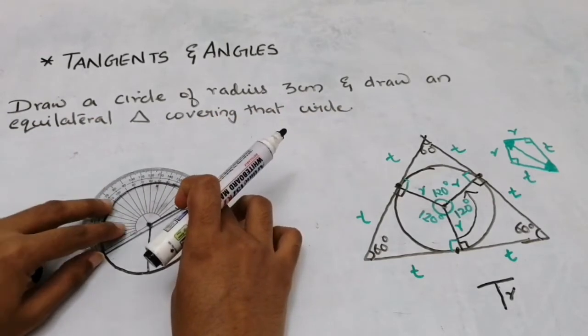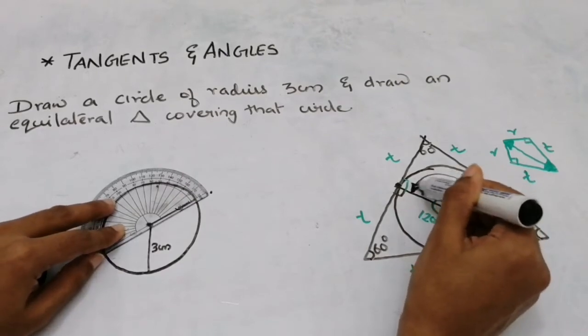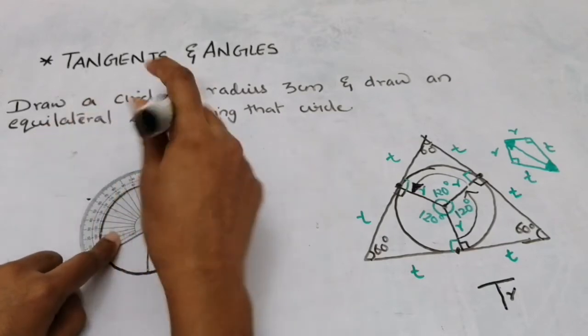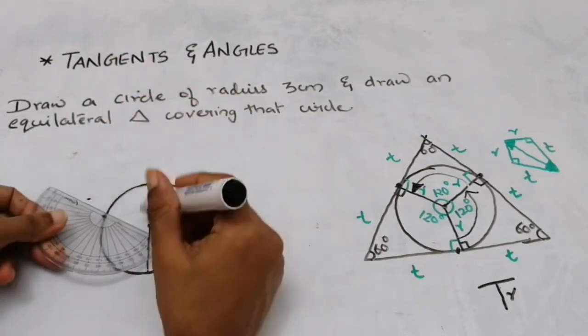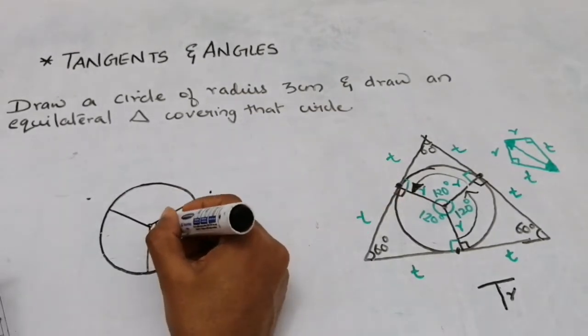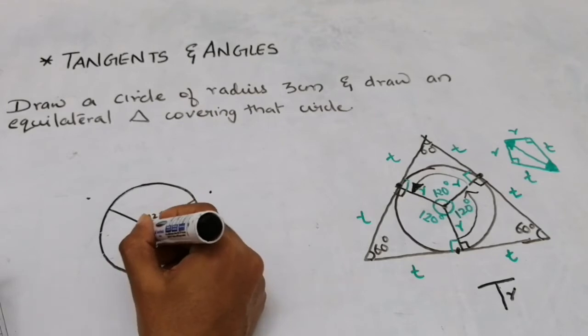Now here also, I want the angle to be measured in this direction. So 0, 10, 20, 30. So my 120 is here, and I'm going to draw. So these are all 120 degree. Just you can mark it on the figure, 120.